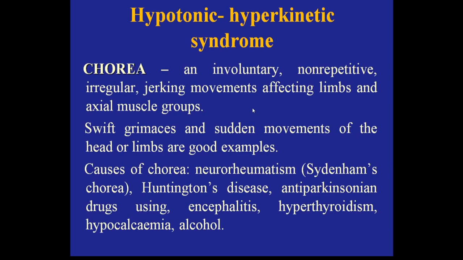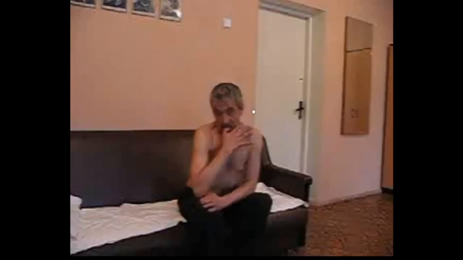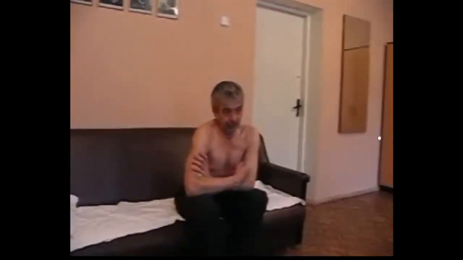Causes of chorea: neurorheumatism, Sydenham's chorea, Huntington's disease, anti-Parkinsonian drugs use, encephalitis, hyperthyroidism, hypocalcemia, alcohol. This is our movie. Look at his shoulder. This is chorea.